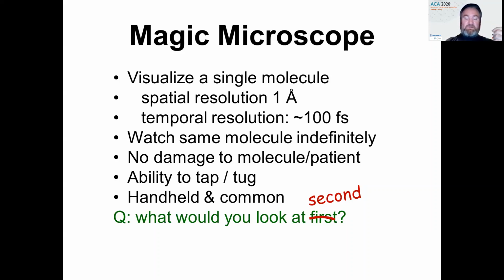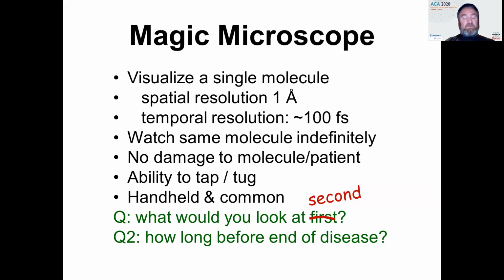Would it be a large complex? Would it be an enzyme active site? Would it be something you had never even thought of looking at before because you thought it was impossible? But also, if we had such a device, how long would it be before the end of disease as we know it? I don't think it'd be less than a year, but I don't think it'd be more than 10 either.